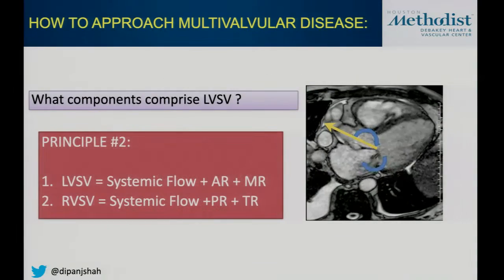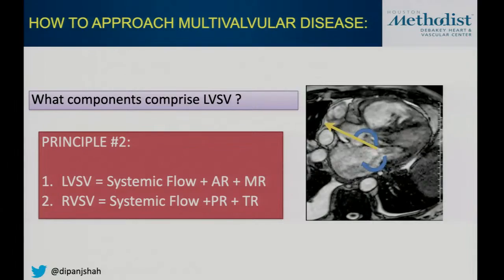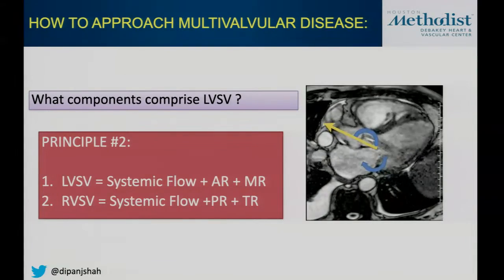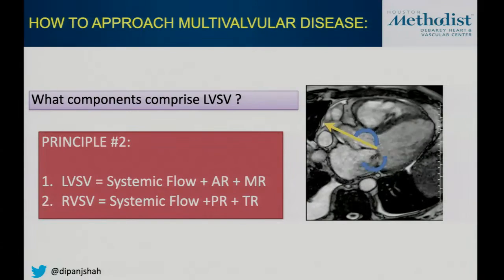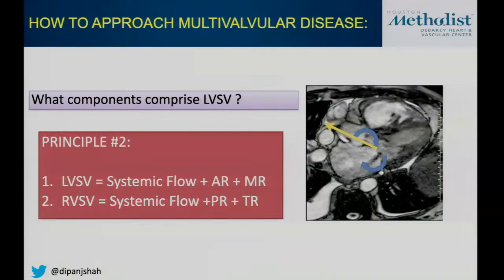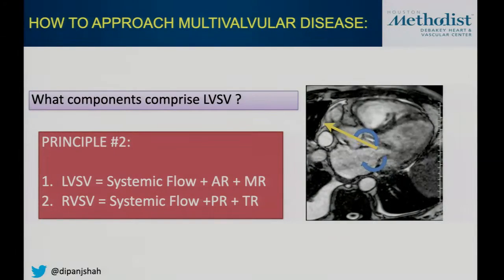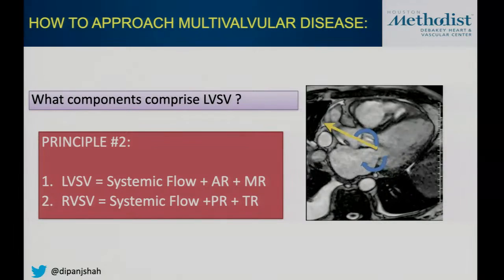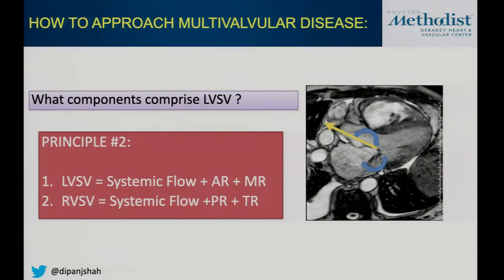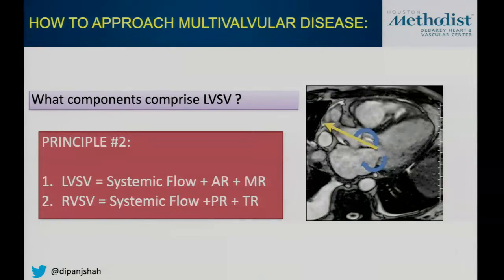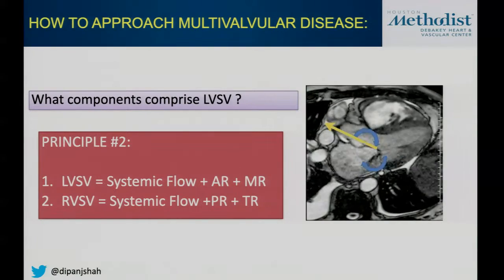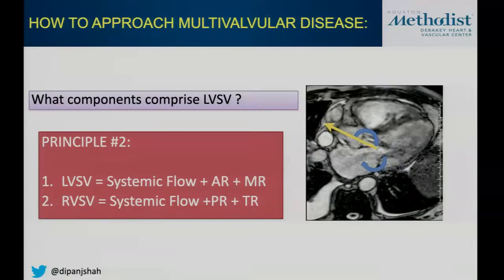Now, what are the components that comprise the LV stroke volume? My animation kind of messed up here and I gave you the answer. But remember, there are three components to the LV stroke volume. It includes the systemic flow, plus the aortic regurgitant flow, which is recirculating, and the mitral regurgitant flow, which is also recirculating. So when we measure LV stroke volume or forward flow across the aortic valve, know what the individual components of those are, because you'll use that information to solve backward and figure out the severity of each lesion when you've got multiple lesions.